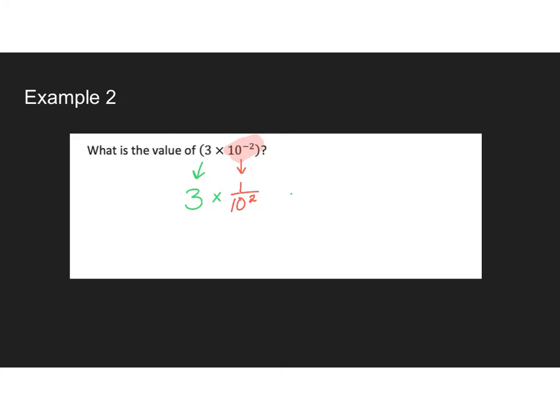To simplify this even further, we're actually going to multiply this out. So when we multiply fractions, we multiply across. 3 times 1 is 3. And 1 times 10 to the second power is just going to stay 10 to the second power. So this is our answer simplified. All right, go ahead and make sure you have that down. Let me know if you have any questions about it. We're moving to example number 3.